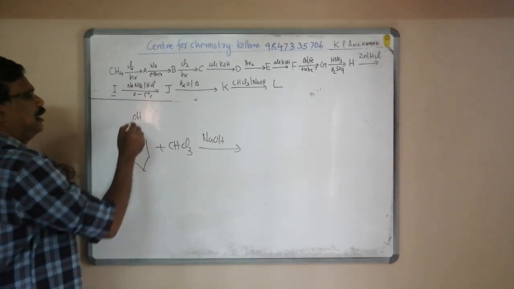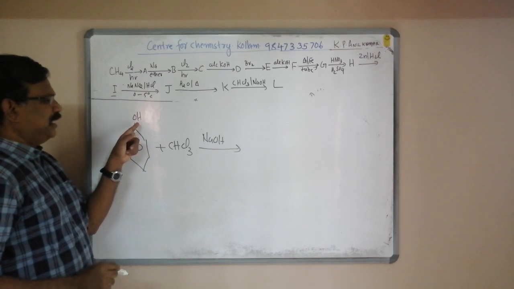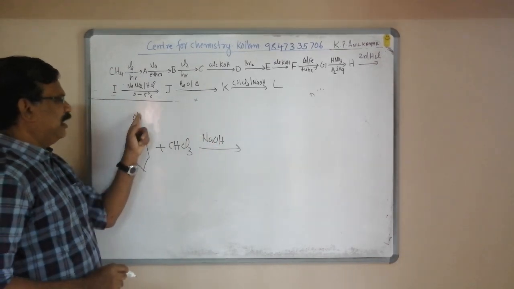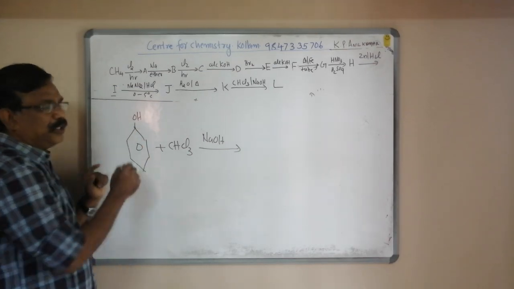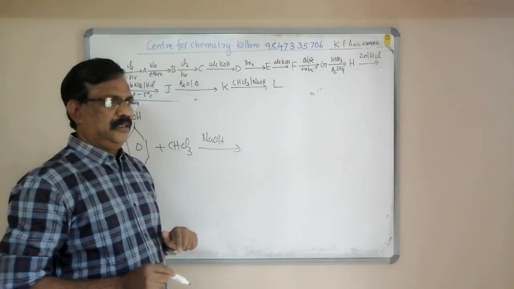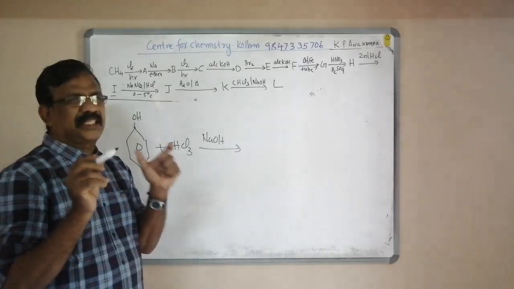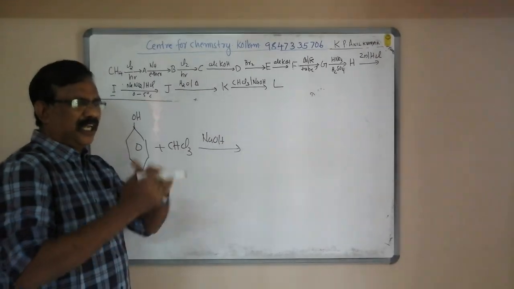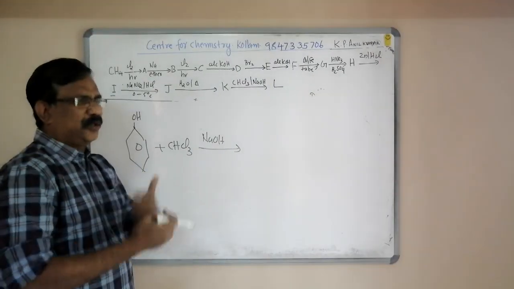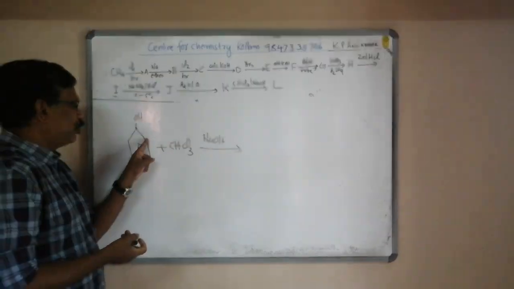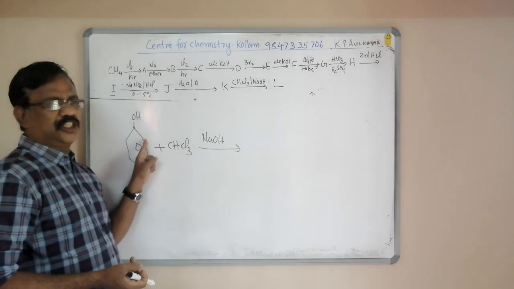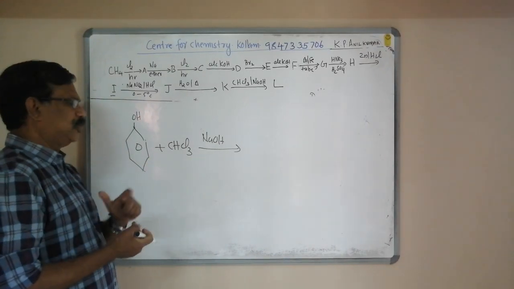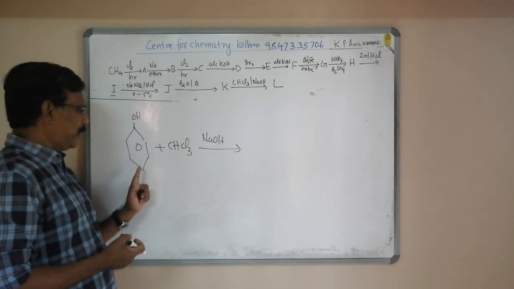In the presence of alkali, phenol is changed into sodium phenoxide. H and OH leave as water, and sodium connects here. Phenol is ortho-para directing. The OH group has a plus R effect or plus M effect. It is an activating group, an ortho-para directing group. So the incoming electrophile will attack at the ortho or para position.